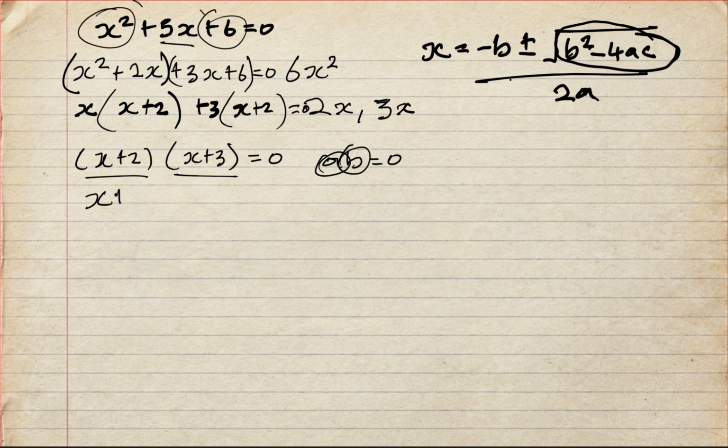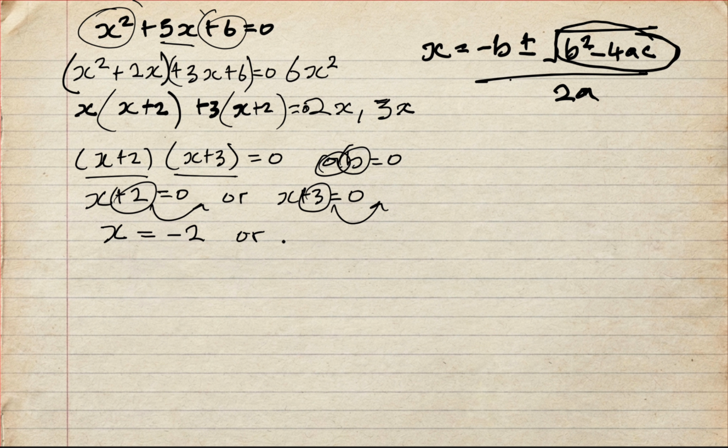So we have it is either x plus 2 is equal to 0 or x plus 3 is equal to 0. So when we make x subject of formula here, moving this plus 2 to the other side, we have that x is equal to minus 2, or when we move plus 3 to the other side, we have that x is equal to minus 3. So this is the factorization way. You can see that we were able to use the discriminant to find whether we can use the factorization method to solve this or not.